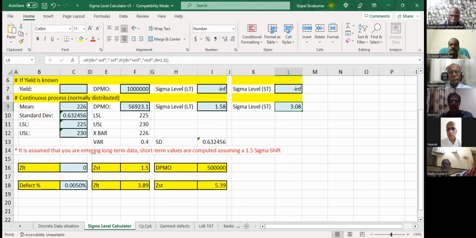So the variance 0.4 that you have taken as a standard deviation, square root of a thing, because variance is the square of standard deviation. But I need standard deviation, so I have taken the square root of the variance. Exactly.